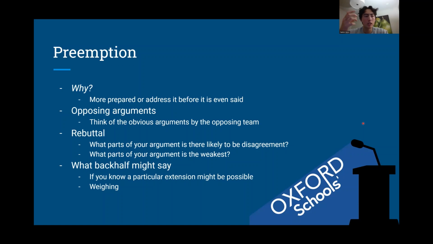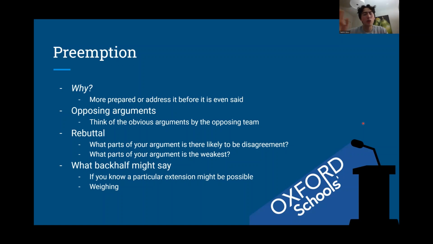The final thing is to think about what you think your back half team might say. So if you know a particular extension is possible, but you just don't have enough time to run it in your own case, you could mention, oh, maybe there are these other actors involved in this motion, but they are actually not as important as our point for reasons X, Y, Z. And here we're basically responding to back half teams before they've even said anything.